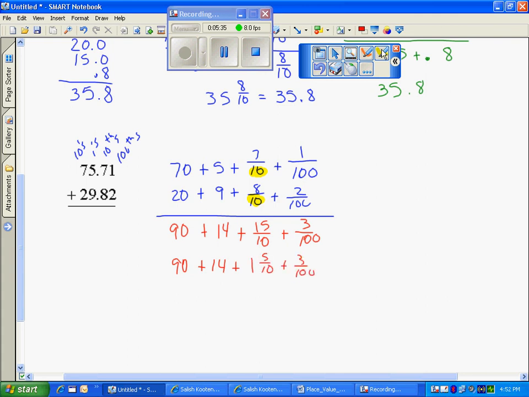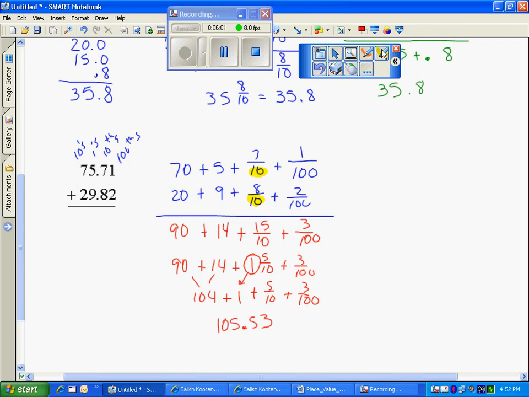So now I'm going to add my wholes. 90 and 14 is 104, plus the 1, plus the 5/10, plus the 3 100ths, combining to be 105 and 5/10, and notice my decimal, and 3 100ths.